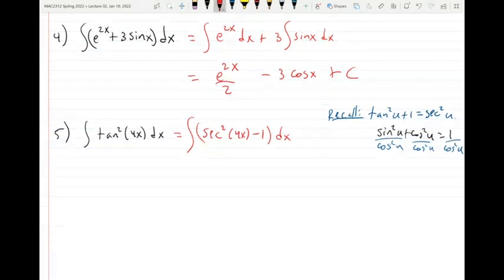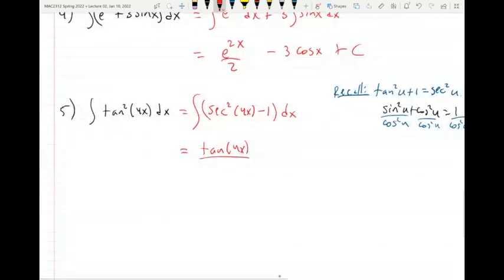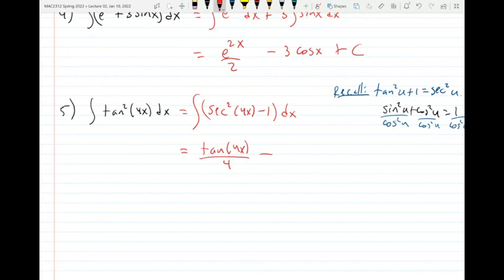Anyways, let's get this done. So now we split this as two integrals. The integral of secant squared is tangent, right? So this would be tangent of 4x. But what do we need to do? We divide by 4, because remember, the derivative of this is secant squared of 4x times 4. I don't have a 4 here, so I need to get rid of it by dividing. Okay? So, tangent of 4x over 4 minus the integral of 1, x, and then plus C.